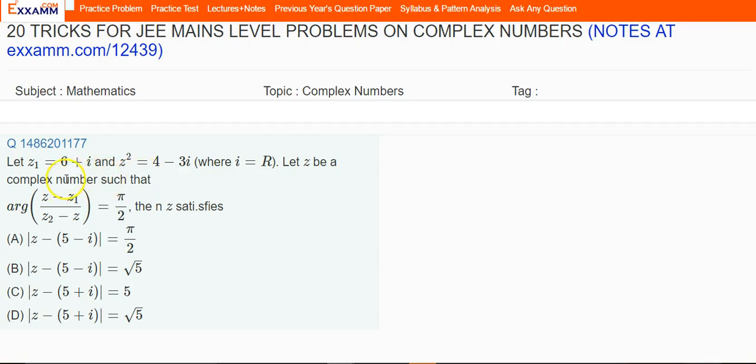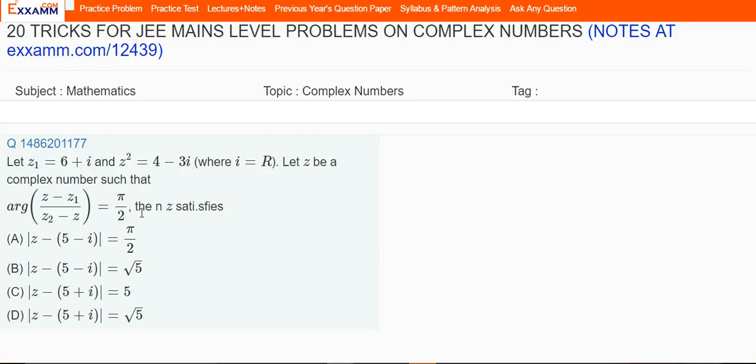Now z1 has been given as 6 plus i, z2 has been given as this, and z is a complex number which moves in such a way that argument of (z minus z1) upon (z2 minus z) is equal to pi by 2. Now here we know that in the rotation formula it is (z minus z1) upon (z minus z2). Now just to recall, if argument of z is given as pi by 3, then what is the argument of 5z?